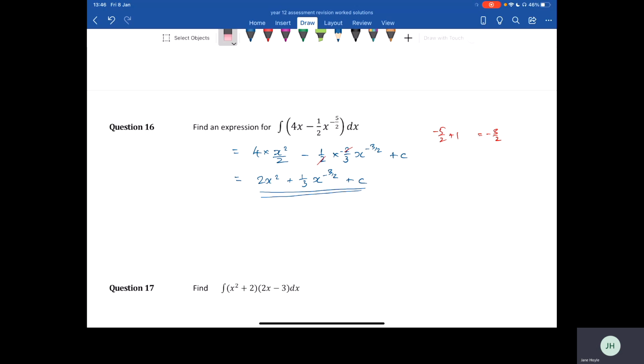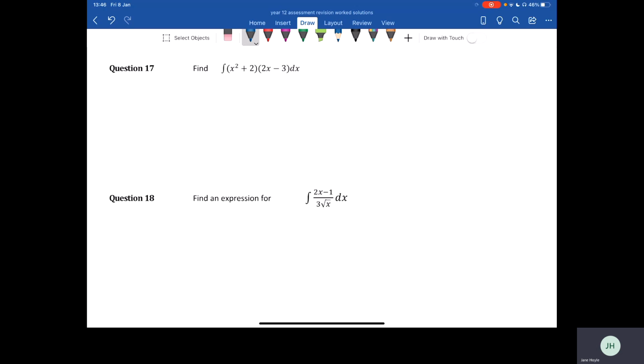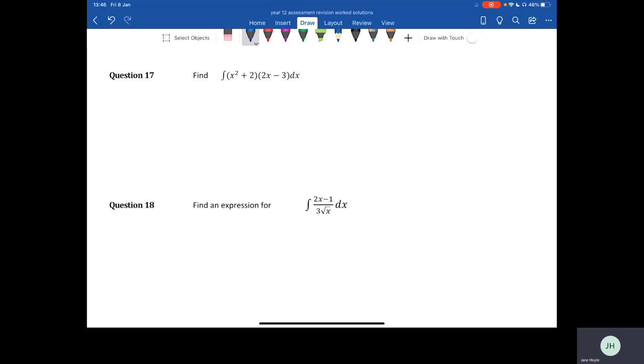Okay, next up then. Here, I think we differentiated something similar earlier. The same thing applies. We cannot integrate products, so we have to expand the brackets. If I expand those brackets, I'll have 2x times x squared, so that's 2x cubed. I've got x squared times negative 3, I've done that one. I've got 2 times 2x, that's 4x, and then I've got 2 times negative 3, so negative 6. So I need to integrate that.